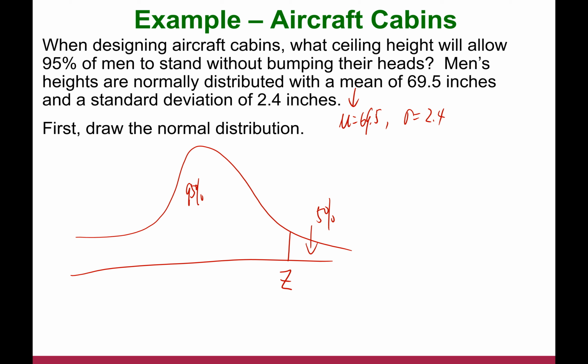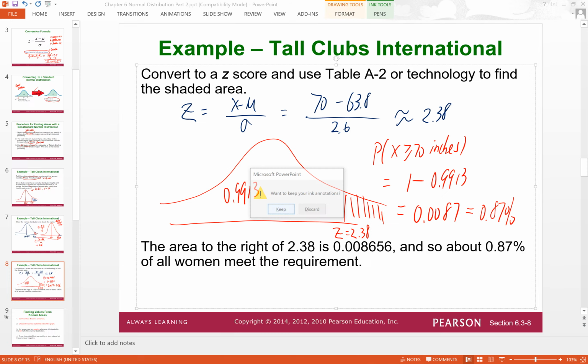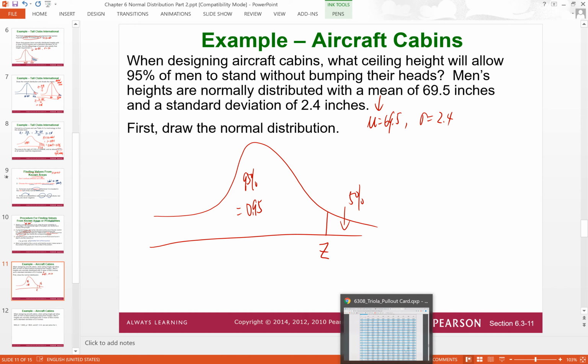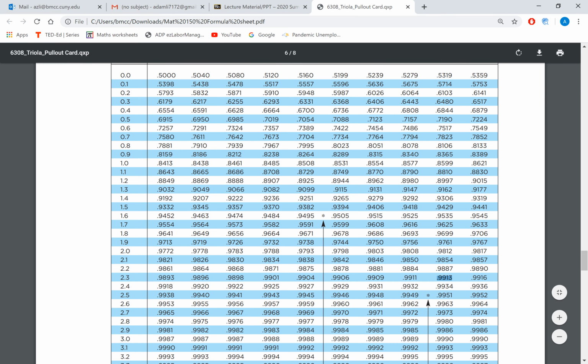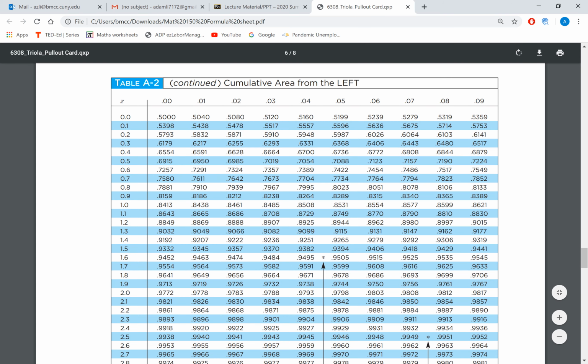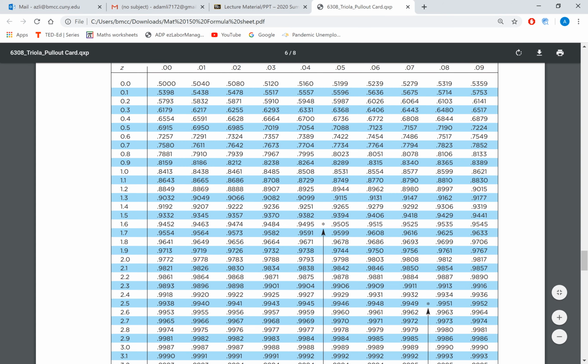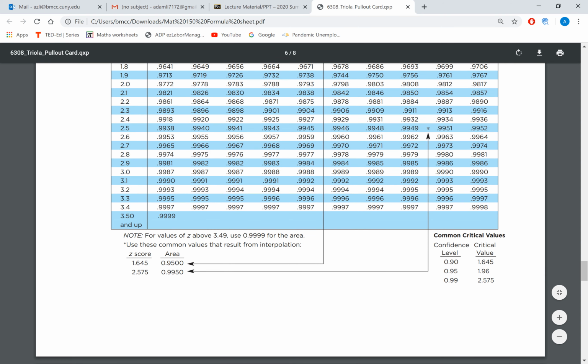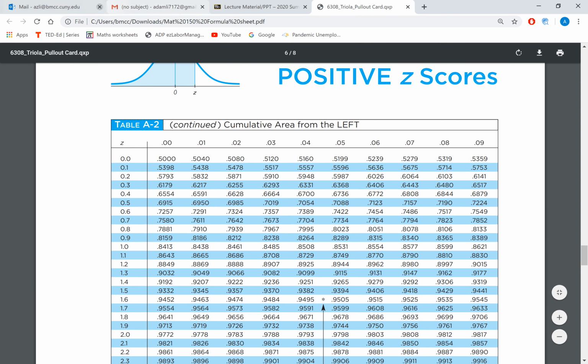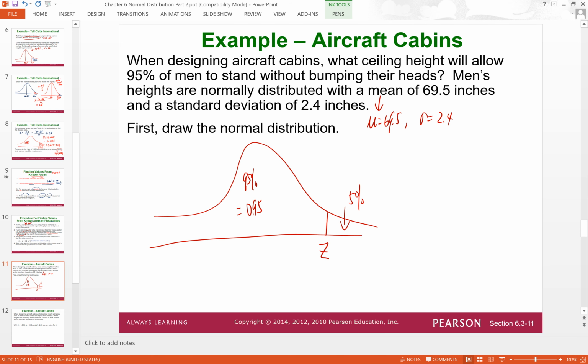Again, 95%, 0.95. So you go to the center of table A2, look for the z-score that corresponds with the area of 0.95. Again, go to table A2, 0.95. We already did it earlier, and this turned out to be 1.645. If you follow the direction arrow down there, the corresponding z-score is 1.645. And let's go back here. The z-score turned out to be 1.645.